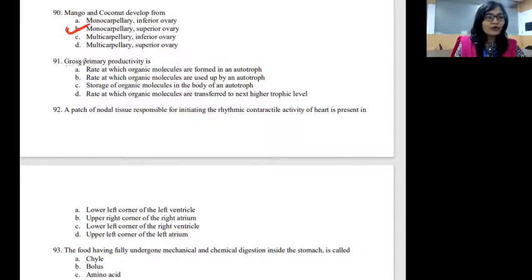Gross primary, total, gross means total. The rate at which organic molecules like glucose are produced by autotrophs, which means those which perform photosynthesis to produce glucose. How much glucose is formed is going to be primary. Primary means primary producers, which are going to be plants, which are autotrophs. How much of the organic material like glucose are they able to form? So the answer is option B.